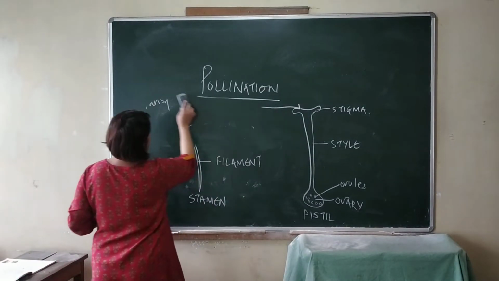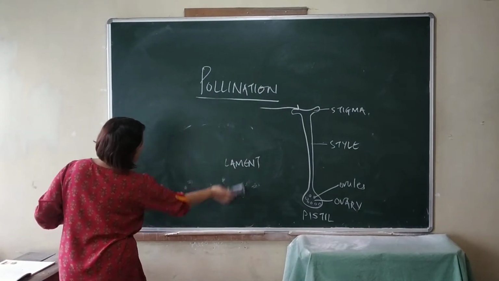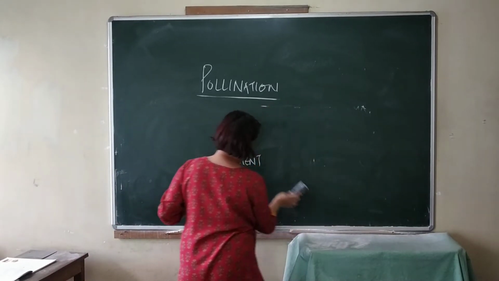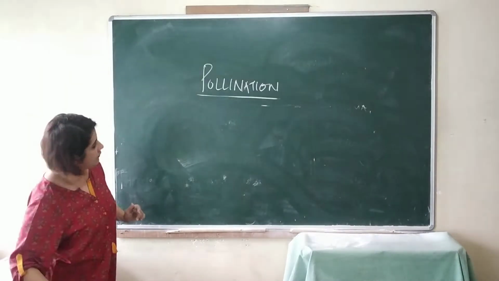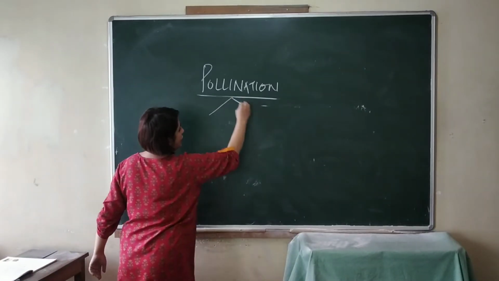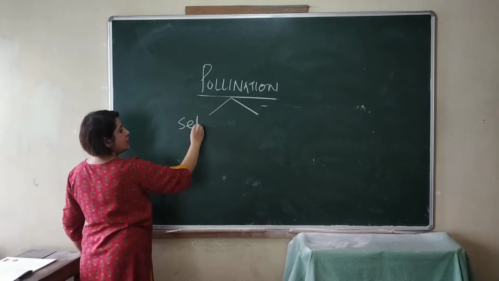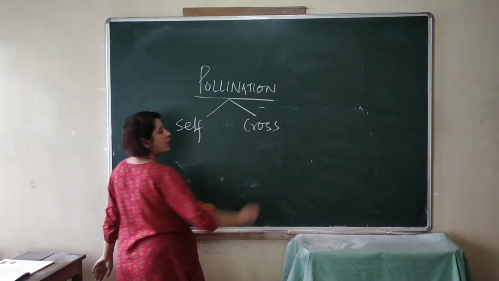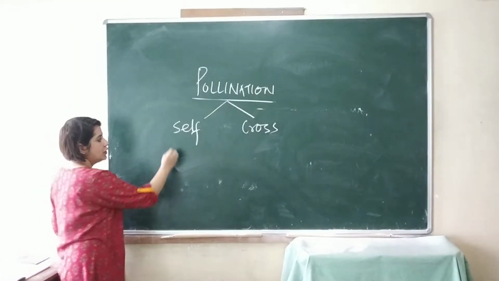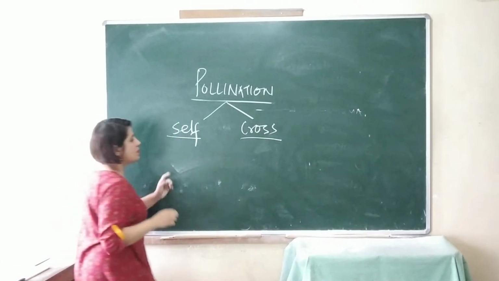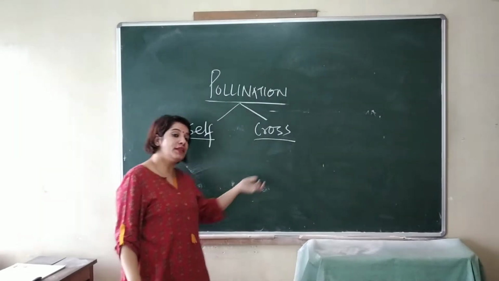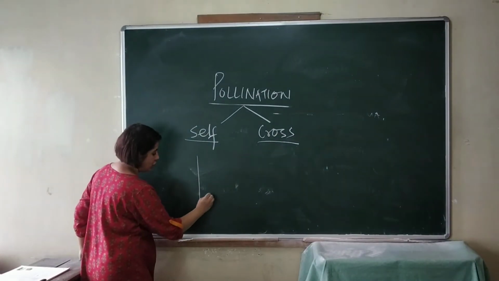Now, pollination is of two types: self-pollination and cross-pollination. So what do you mean by the term self-pollination and what do you mean by the term cross-pollination?